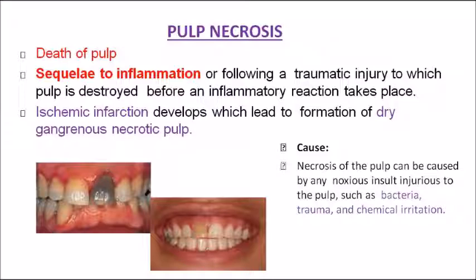Or following a traumatic injury, in which the pulp is destroyed before an inflammatory reaction takes place. That also can happen. Ischemic infarction develops, which leads to the formation of dry gangrenous necrotic pulp, as you can see in the picture, which is a very black tooth. That is due to that. Now the causes: necrosis of the pulp can be caused by any noxious insult injurious to the pulp, such as bacteria, trauma and chemical irritation.